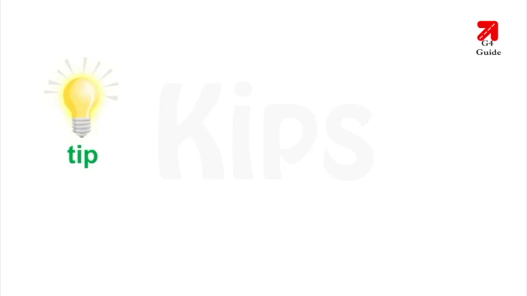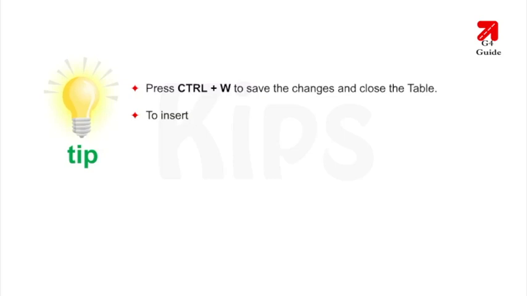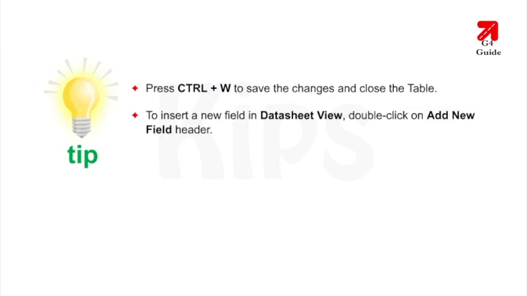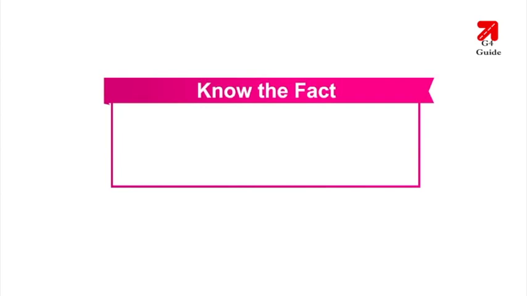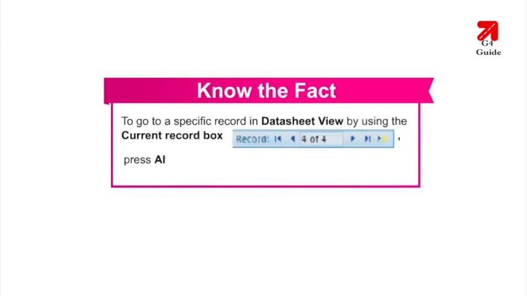Students, let me share a few tips now. Press Ctrl plus W to save the changes and close the table. To insert a new field in Datasheet view, double-click on the Add New Field header. The Add New Field will disappear from the header. Name the field by typing the name directly into the header. Now, note the fact that to go to a specific record in Datasheet view by using the current record box, press Alt plus F5, then type the record number and press the Enter key.